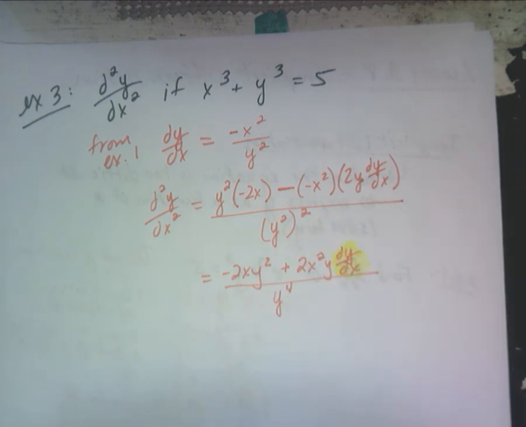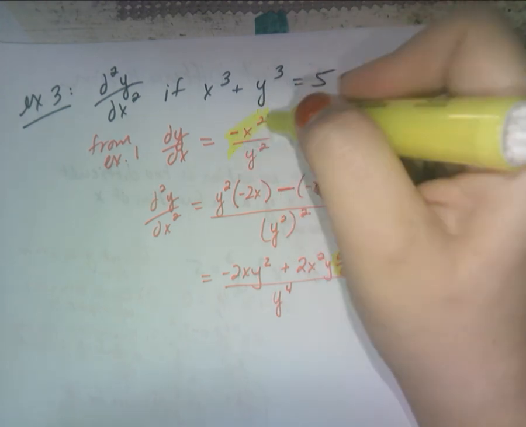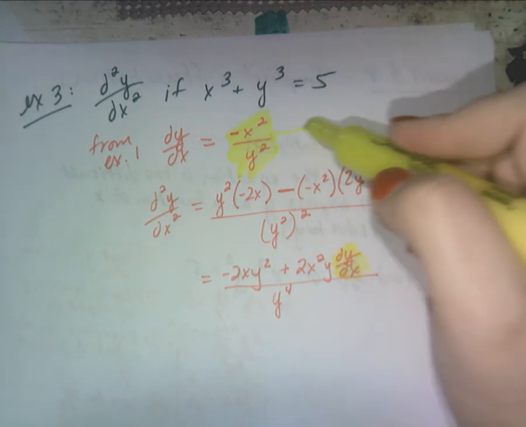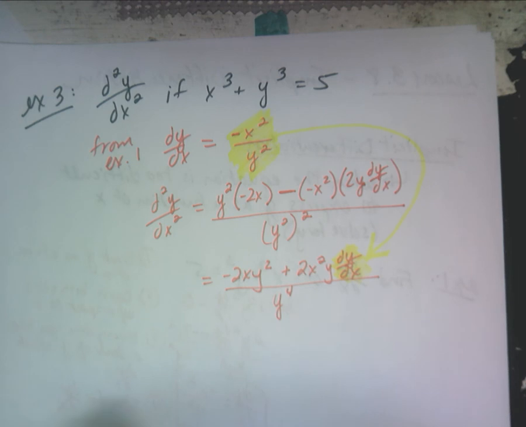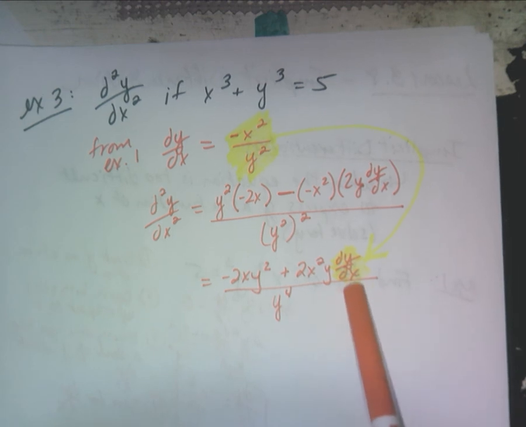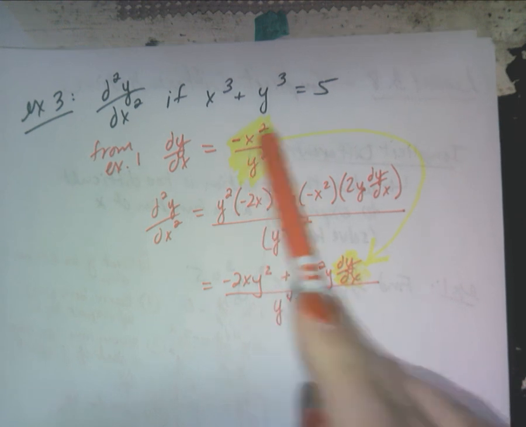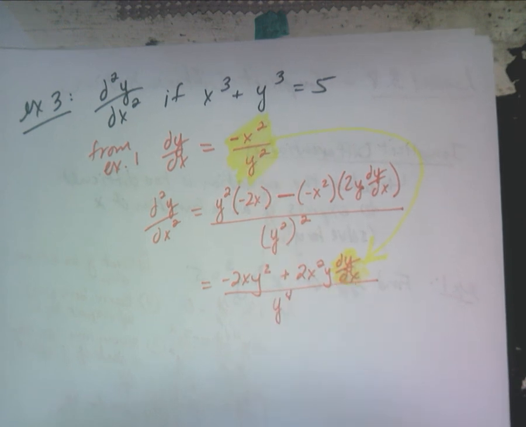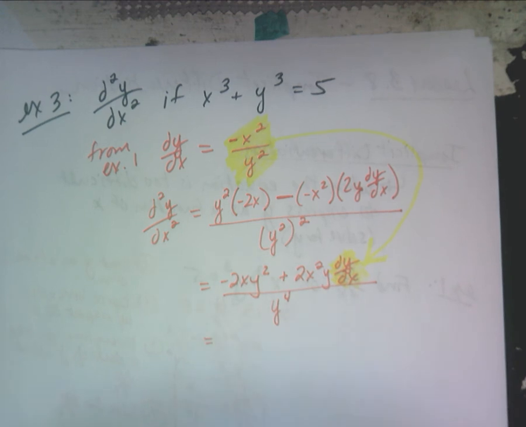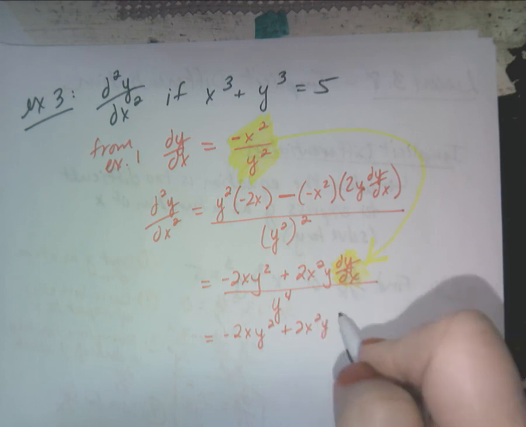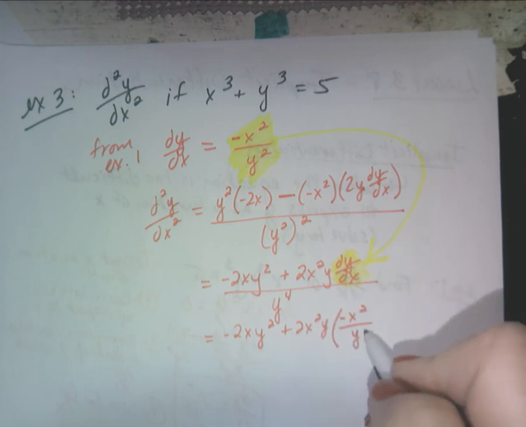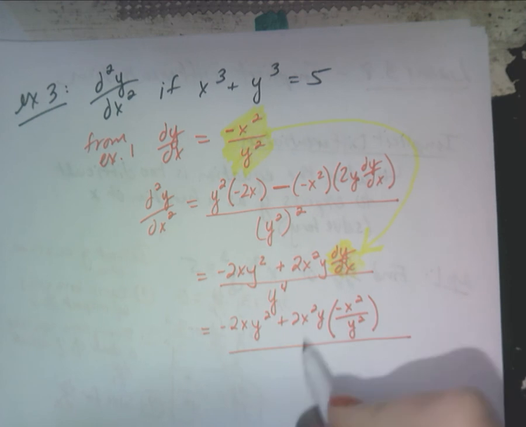What's this? Y dx. Yeah, but what is it? Plug it in. Yep. That's how you have to clean it up. We already have solved for dy/dx. Didn't we already solve for dy/dx? So I am allowed to plug that back in here because I already have a solution for it. And you have to clean this up as part of your lovely job. 2x squared y times negative x squared over y squared, all over y to the 4th.